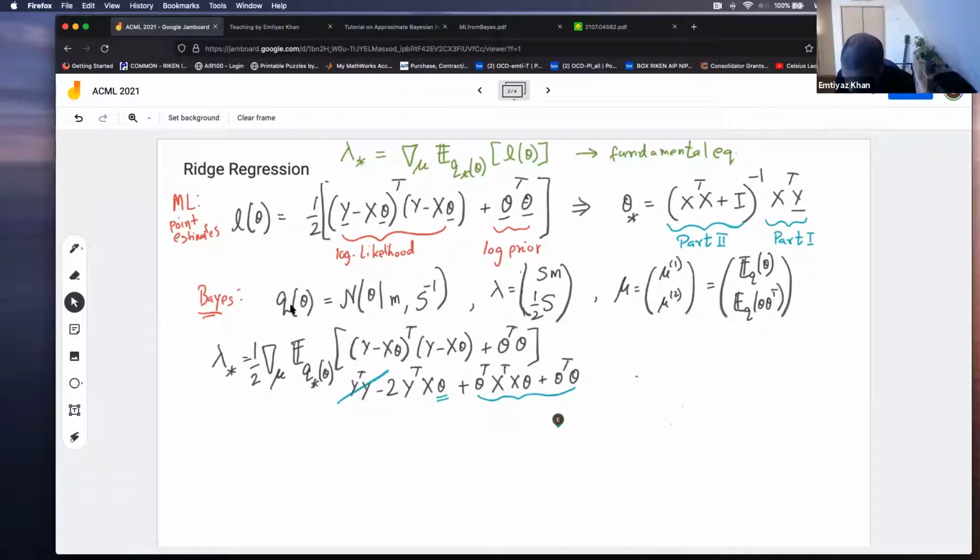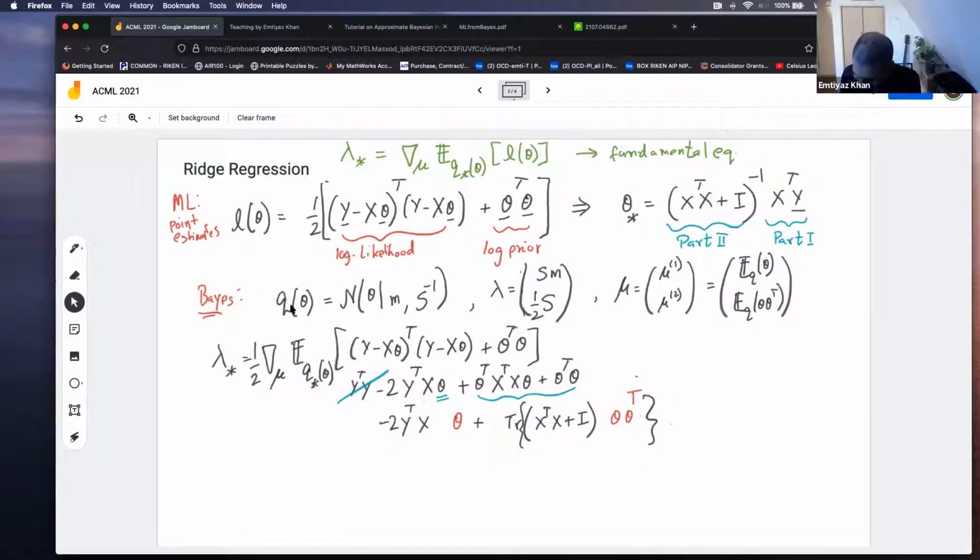I'm going to do one more manipulation, and I'm going to keep this as 2 y transpose x theta, plus I'm going to write this as the trace of (x transpose x plus identity) times theta theta transpose. Now, why am I doing all this? I hope that some of you at least can see that I'm trying to write the loss function in terms of sufficient statistics. Because once I do that, now I can write the equality.